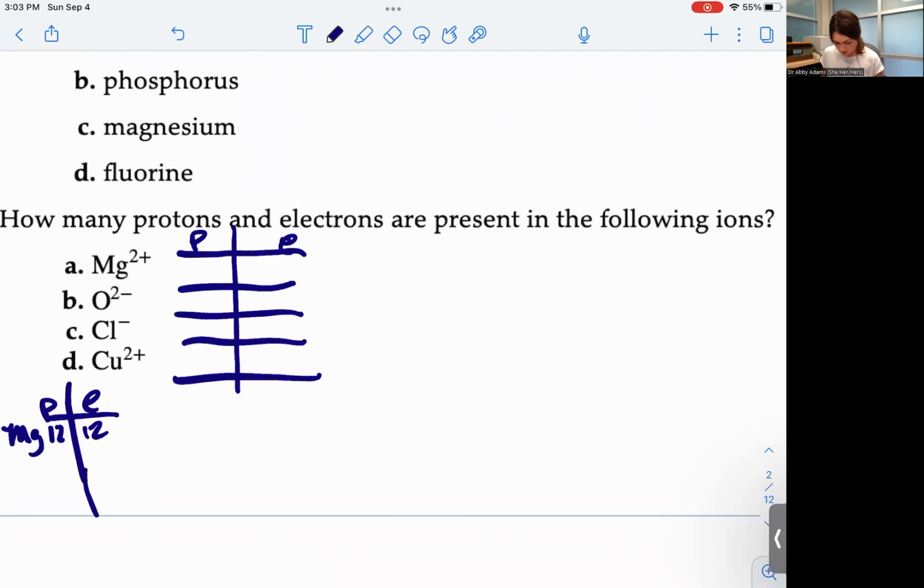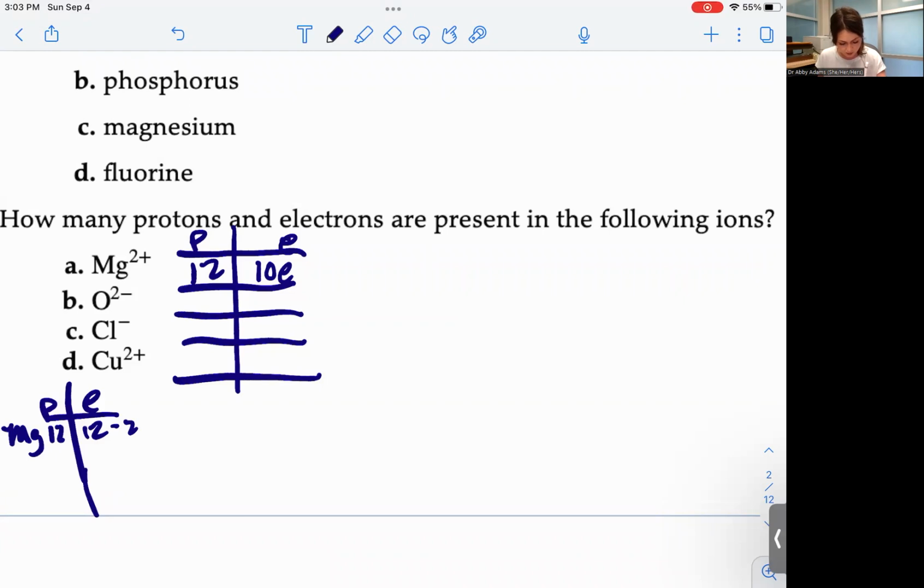We're going to have 12 ordinarily in a neutral atom, but whenever we have an ion with a different number of electrons, because that's what an ion is, let's see, if we have magnesium +2, that means we lost a few electrons. So that's going to be -2. We have 10 electrons here, and we're going to have the same number of protons, because the number of protons doesn't change if it's the same element.